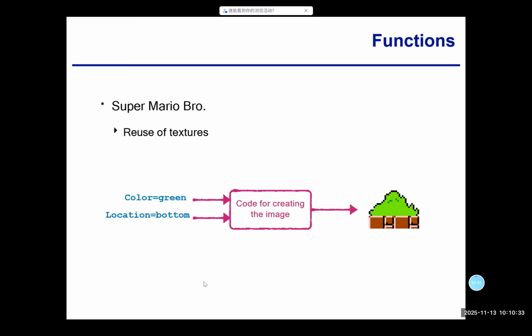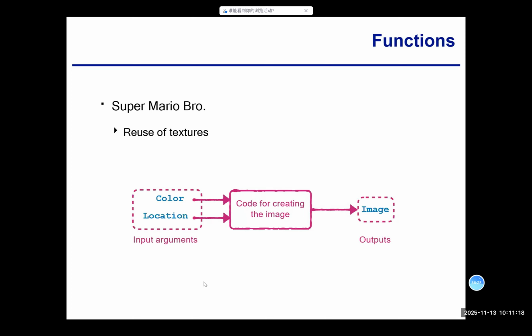We will require certain input. If the color is green and the location is the bottom of the screen, then we generate the image of bushes. In comparison, if the color is white and the location is the top of the screen, then using the same shape, the same block of code in the middle, we generate the image of a cloud. If you compare the two examples, the code for generating the images is exactly the same. By doing this, we're saving a lot of space and a lot of memory. Essentially, this is the key idea of using a so-called function.